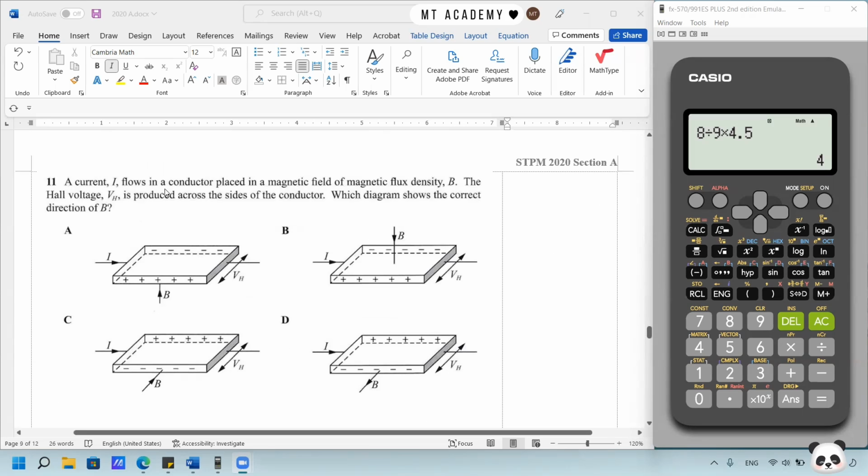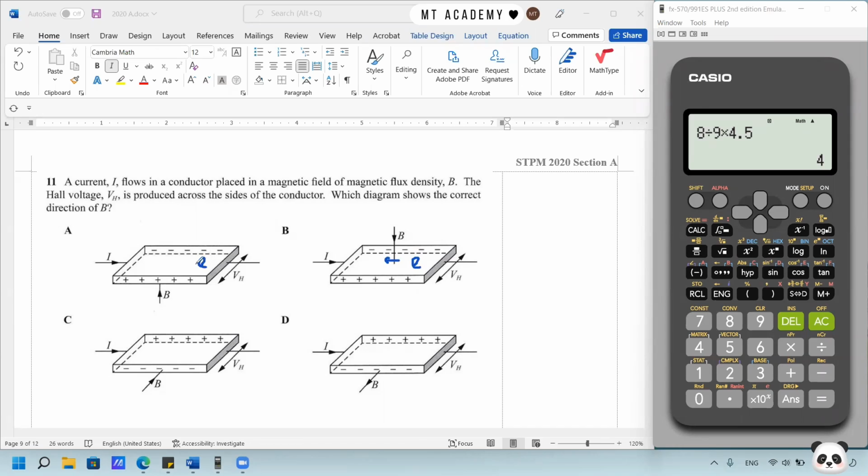A current flows in a conductor placed in a magnetic field of magnetic flux density B. The Hall voltage is produced across the sides of the conductor. Which diagram shows the correct direction of B? Since the Hall voltage is produced at the sides of the conductor, the direction of the magnetic flux should be in a vertical position, so it's either A or B. And then for a conductor, the major charge carrier should be the electron. The current is flowing from the left to the right, so the electron will be flowing to the left.